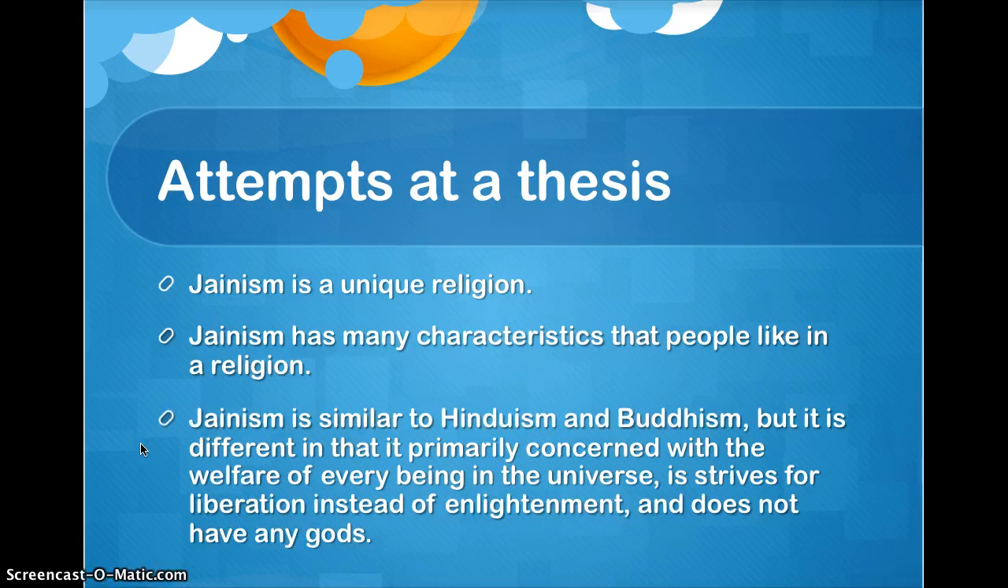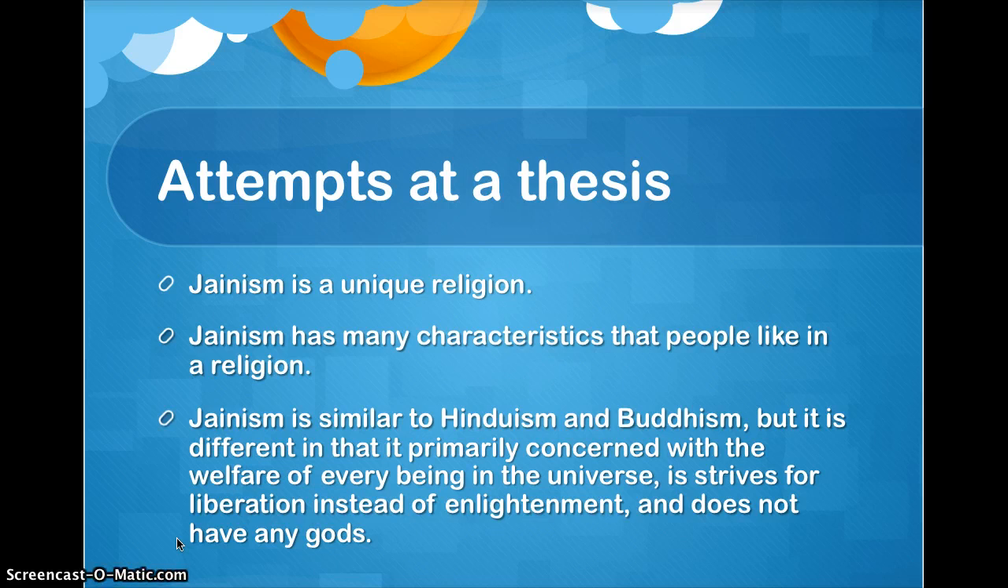So finally, I came up with a three-part thesis. Jainism is similar to Hinduism and Buddhism. So I'm giving the reader some background information. But it is different in that it is primarily concerned with the welfare of every being in the universe. So part one, it strives for liberation instead of enlightenment. Part two, and it does not have any gods. So the three things I'm telling the reader I'm going to discuss are how they maintain welfare of the universe, how they want liberation, and why they don't have any gods.